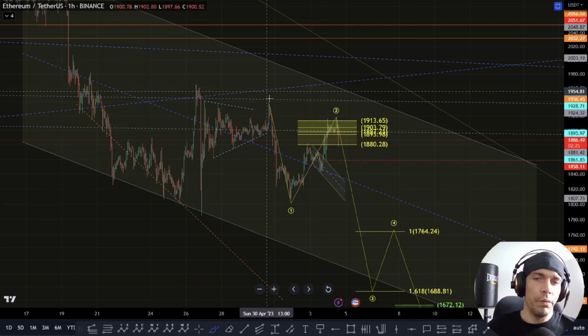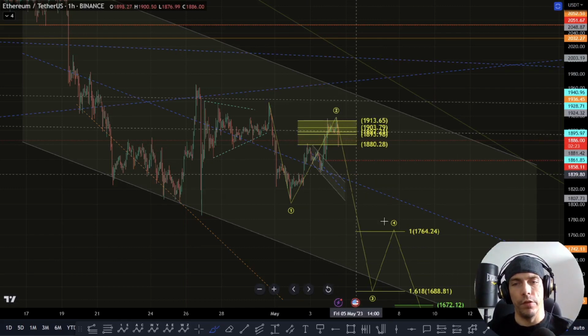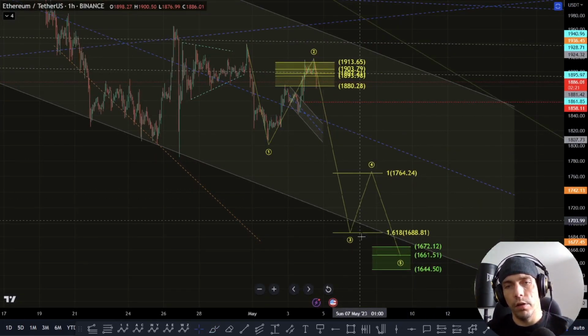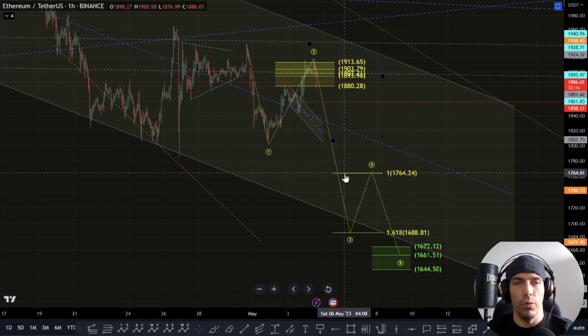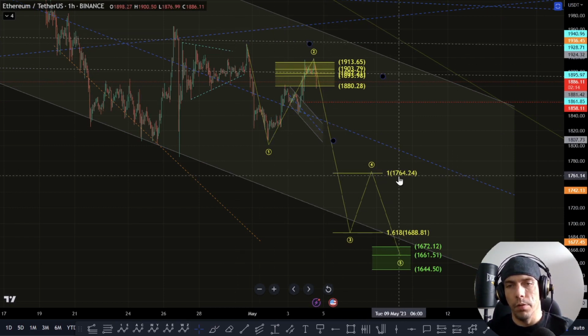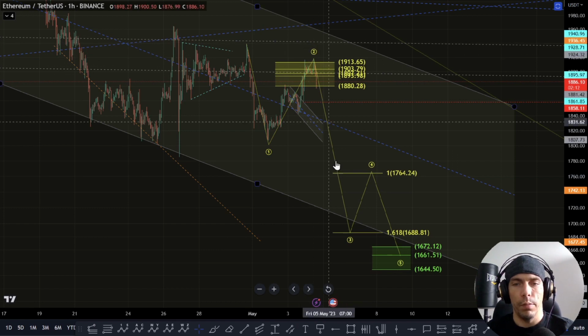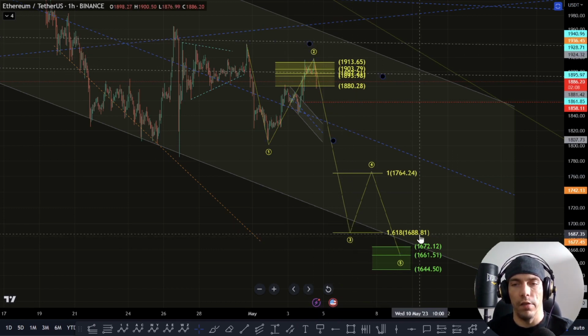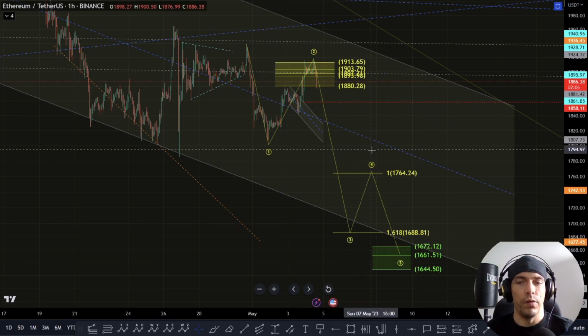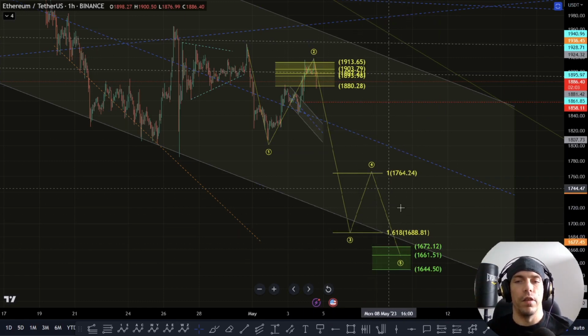If we fail to actually get back above, then we start to break down in a bigger way. A target we're going to be looking for is either this 1-to-1, which would be just a three-wave move to the downside, which would then bring us to the 1764. But if it becomes a bigger impulse, we'd be looking to target out this 1688 area as a 1.618, and then looking for this extension to the downside.